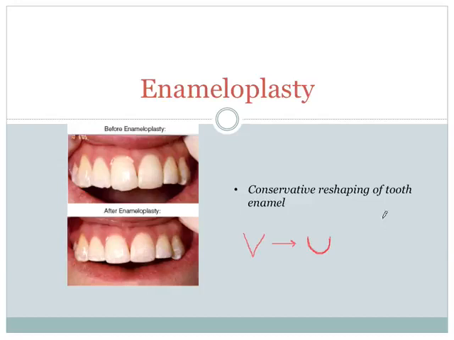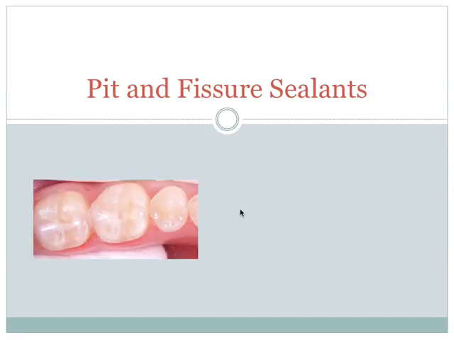But now it also can refer to a purely cosmetic change, like in this image. So it looks like there's some irregularities on the incisal surfaces of these teeth. So they were shaped with a burr of some sort to make all these surfaces more even and more symmetrical. So that's enamelloplasty. Purely in enamel, so usually no need for anesthetic here.